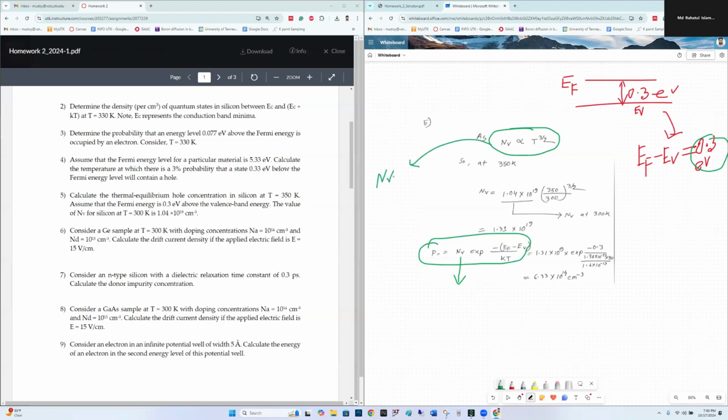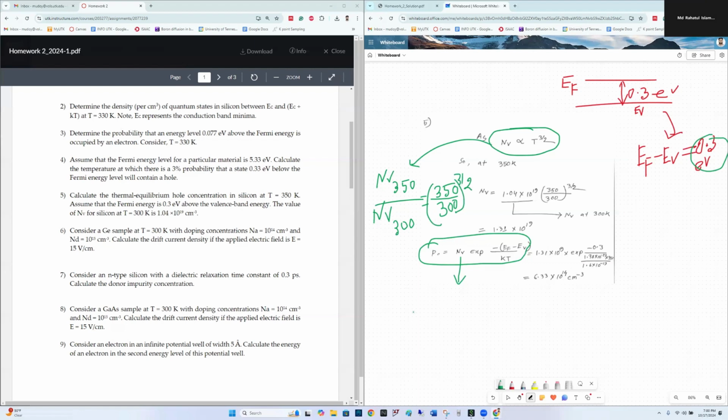We can write NV at 350 Kelvin divided by NV at 300 Kelvin. This 350 and 300 are just subscripts here. And as NV is proportional to T, the right hand side is the temperatures, 350 and 300, to the power 3 divided by 2. We can write this from this proportionality.